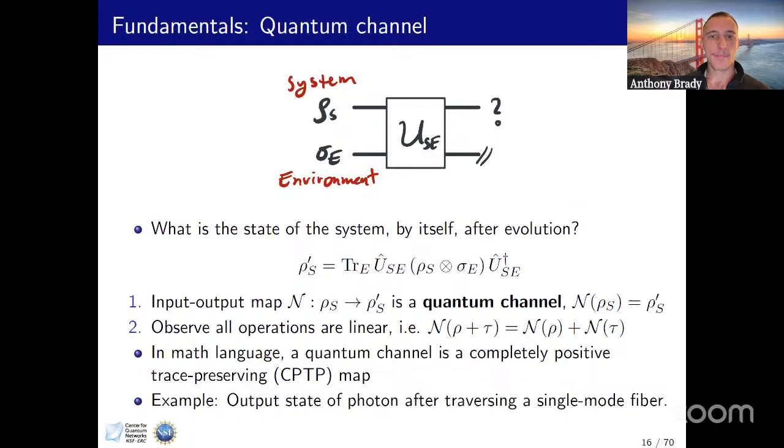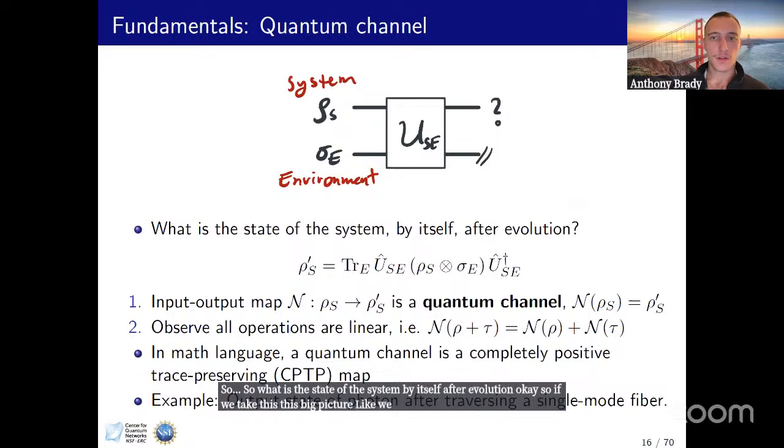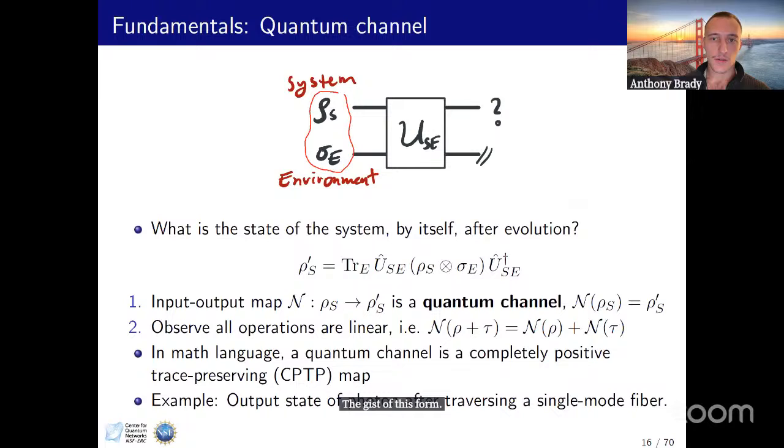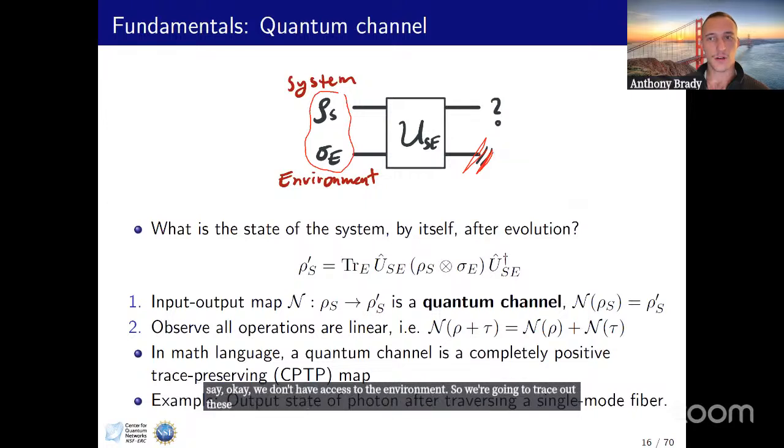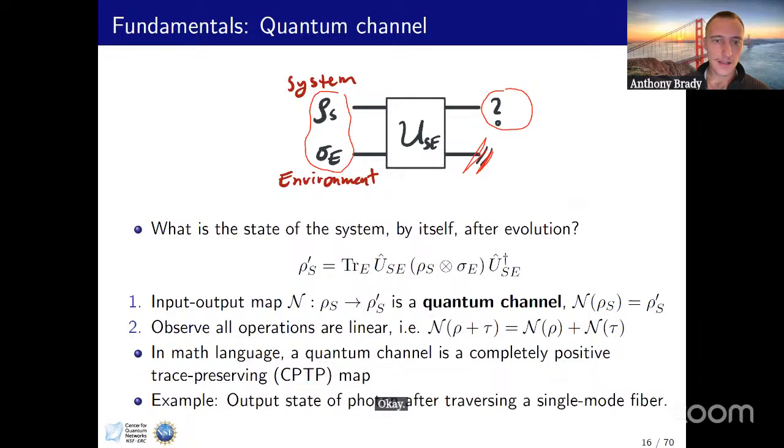So what is the state of the system by itself after evolution? If we take this big picture, like we had before, of a global state, in this case the global state is just of this form. Then we interact it with the environment, and now we don't have access to the environment, so we're going to trace out these environmental modes like from before, but I still have access to the system. So what is the state of the system? It is what we kind of did before. This is the global state after unitary evolution.